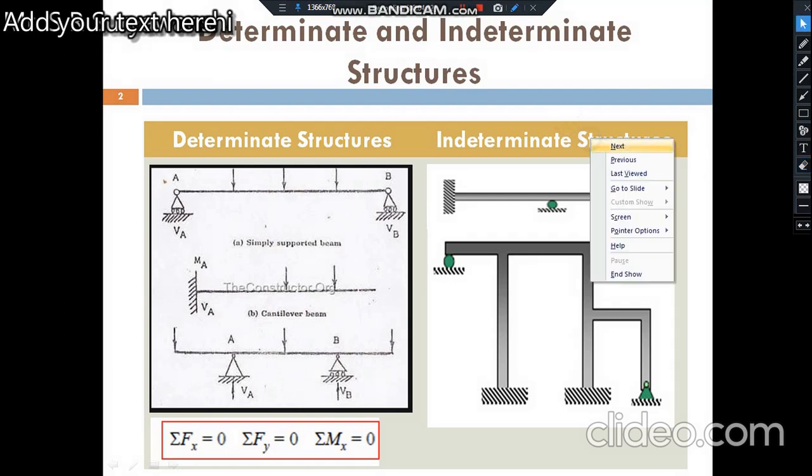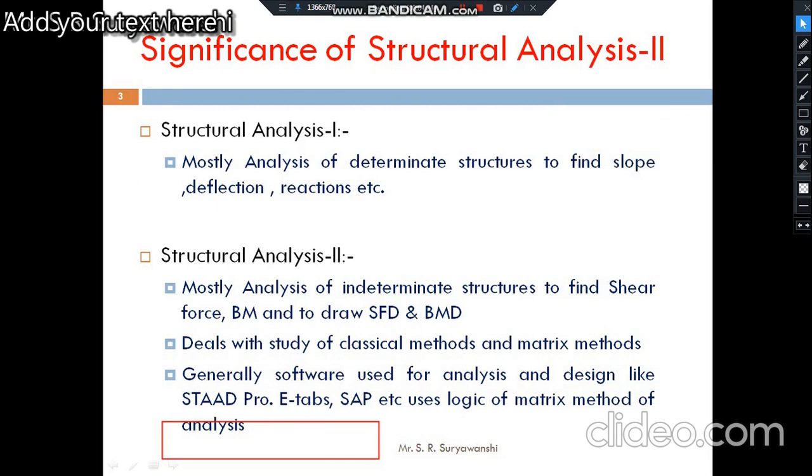Now next we will see the significance of SA2. Why study SA2? In SA1 we mostly analyzed statically determinate structures to find slope, deflection, and reactions, and some part of indeterminate structures in unit 2. But practically all structures, all multi-storied building frames and beams, are indeterminate. So in SA2 our analysis will mostly be of indeterminate structures.